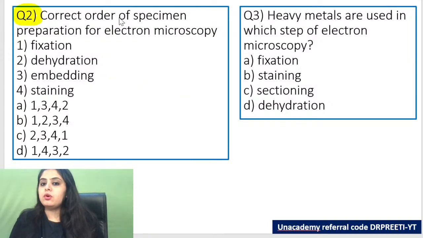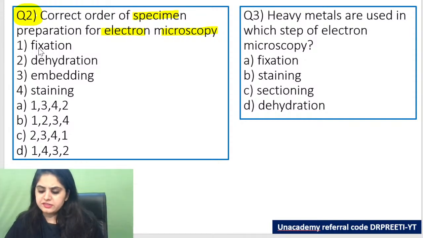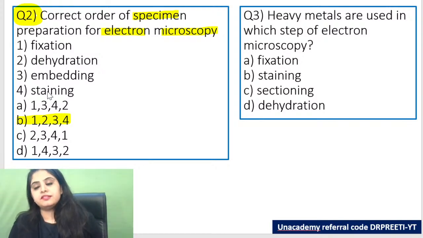Coming to question number 2. You tell me the correct order in which the specimen is prepared for an electron microscope. These are your 4 options. You have to put them in a correct order. Once you're done with the 5 questions, I'll come back to all of these and explain step by step. Tell me, guys, what is your answer over here? There is confusion between options 1 3 4 2 and 1 2 3 4. Most of you are now in favor of 1 2 3 4. Correct. The correct answer is 1 2 3 4. It is fixation, dehydration, embedding, and staining.